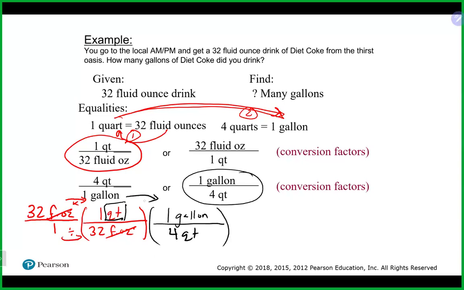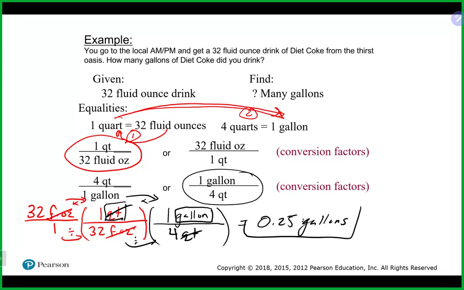Again, still multiplying the top, still dividing the bottom. Quarts are going to cancel. I am left with gallons up on top, which is the unit I'm looking for, which is good. We're basically going to take 32 times 1, which you really don't have to multiply by 1. We hit equals, divide by 32, hit equals, divide by 4. And that gets you 0.25 gallons in this case.